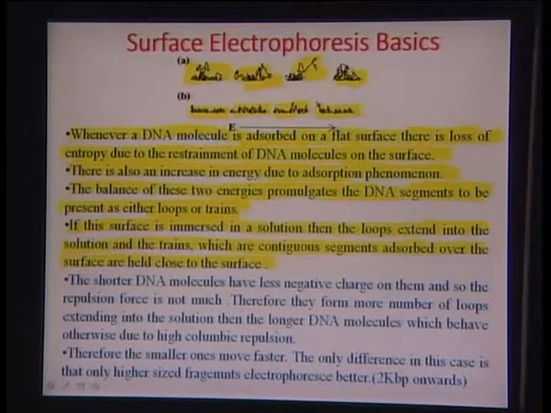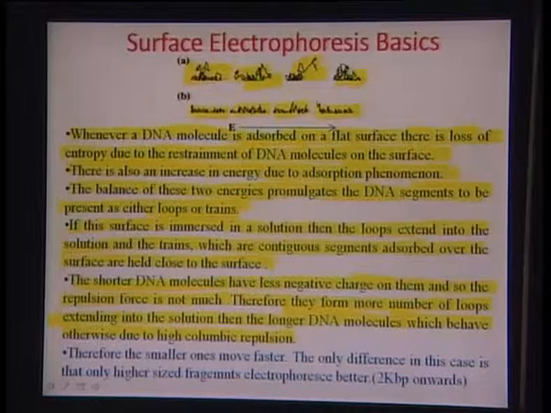The shorter the DNA molecules are, the less negative charge they carry, and so the repulsion force is not much, and therefore they form more loops extending into the solution than longer DNA molecules, which behave otherwise due to high coulombic repulsion. Longer molecules adsorb more on the surface rather than going into loops. So therefore the smaller ones should move faster because they are less adsorbed on the surface.